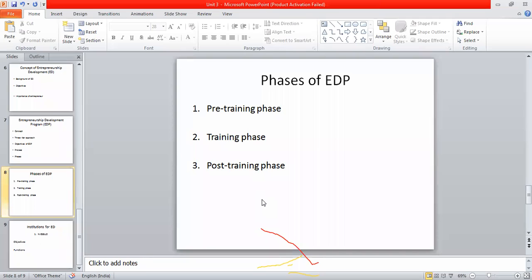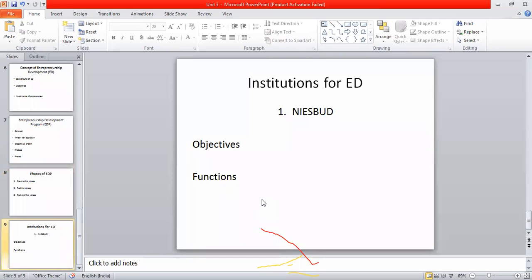In case it is found that the person still lacks a few of the qualities, maybe his communication is not up to the mark, maybe a few more modules are offered, and in this way the pre-training, training, and post-training phases of EDP are there. So after successfully completing, the person is now set to venture into a venture of his own. So this is how the entrepreneurial development program and ED cells function and work.